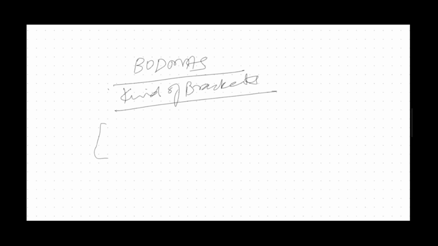Now second is this type of bracket and the normal bracket that we use. These are known as the curly brackets, whereas the simple brackets, or the curve brackets, are this one, and these are the square brackets.